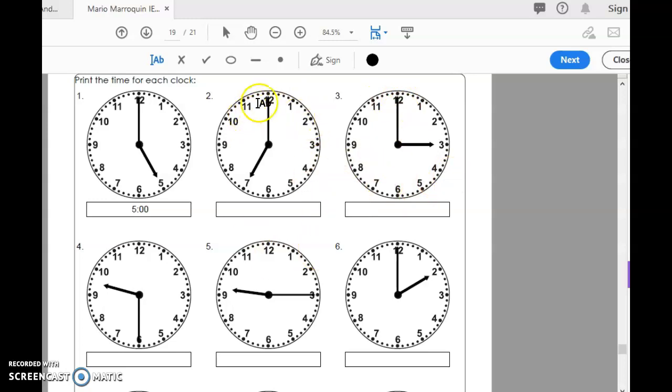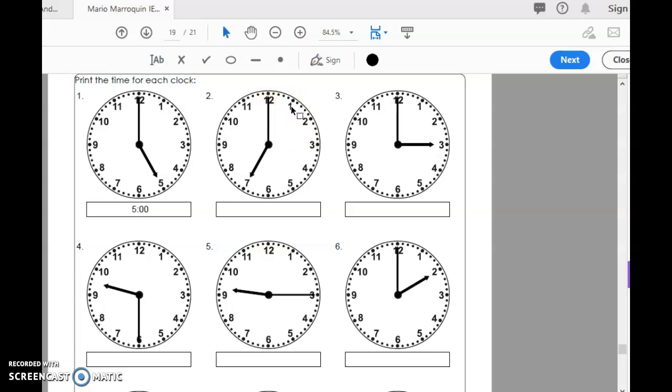Remember, when you count around the clock, you count by 5s. The big numbers are 5s. And then the small ones, you can count them as 1s. So like right here, you have 12. So this is 60 minutes. So we're going to count right here, starting with 1, 2. Let me change this. So you have 1, 2, 3, 4, 5.